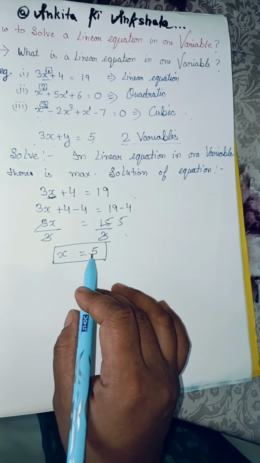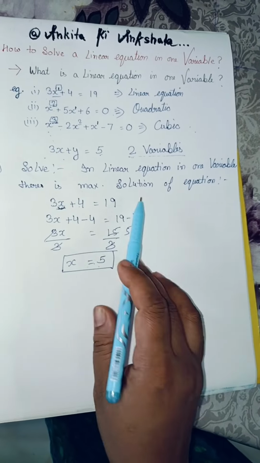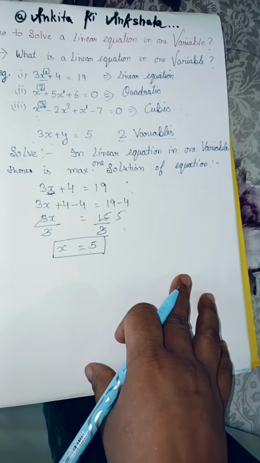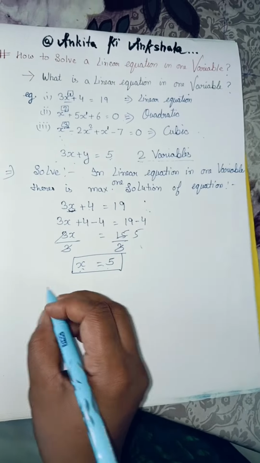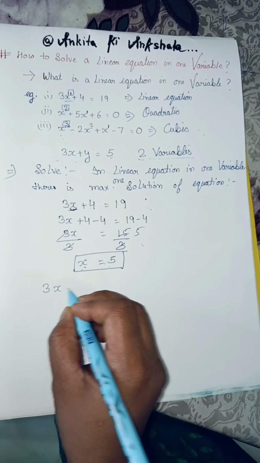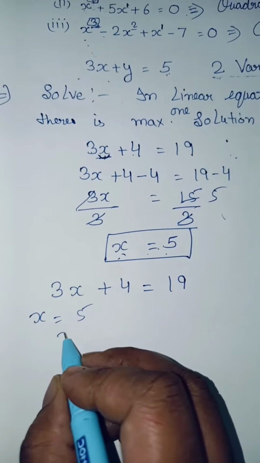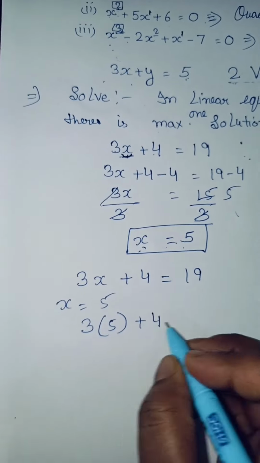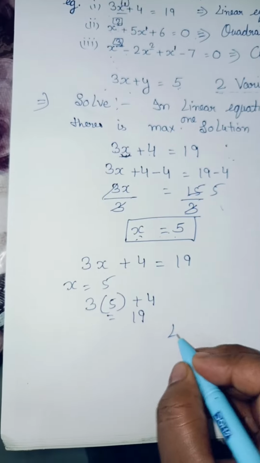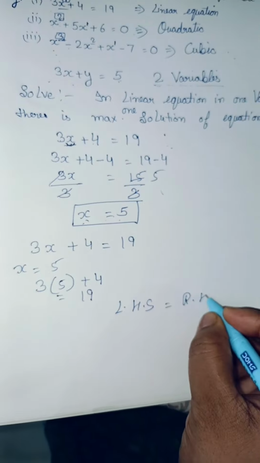Now why do I say that there is at most one solution of the equation? Because if I put x equal to 5 in the equation 3x plus 4 equal to 19, it becomes 3 into 5 plus 4, which is 19, so LHS becomes equal to RHS.